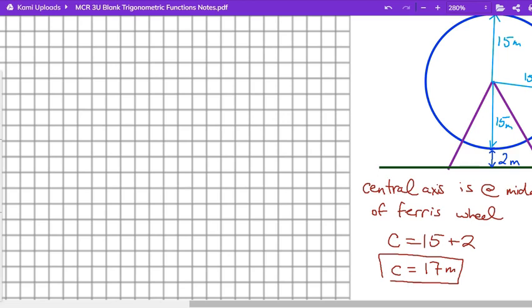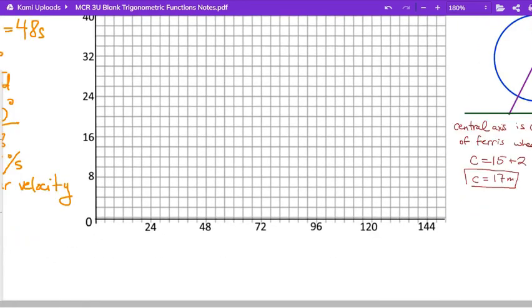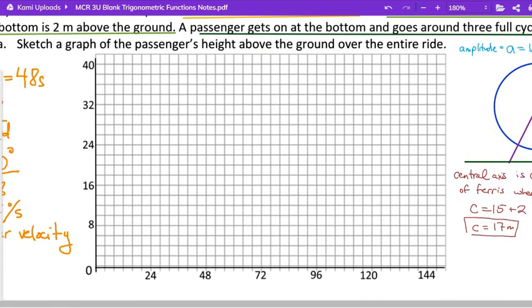The phase shift. Now, we don't actually need the phase shift to start graphing. So let's start graphing. Before I start graphing, I like to personally graph the central axis and the max and the min. So the central axis, I'm going to make it red. The central axis is at 17 meters.